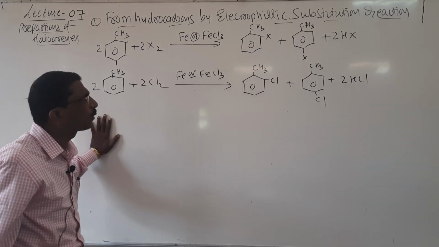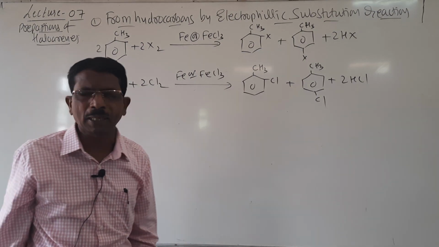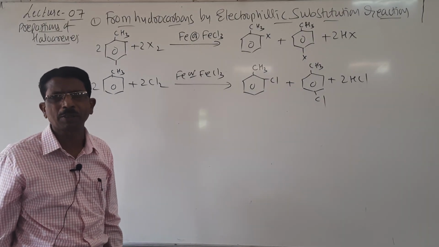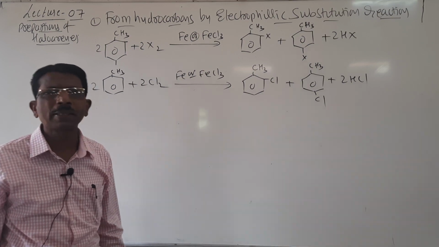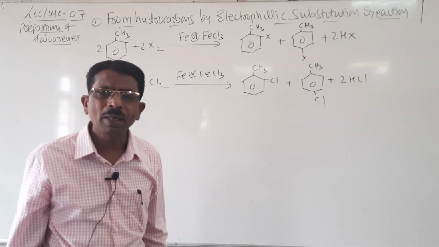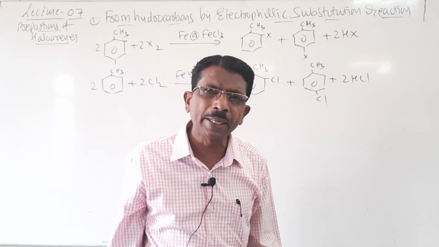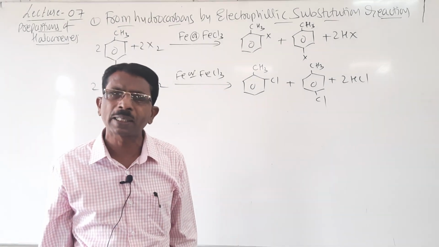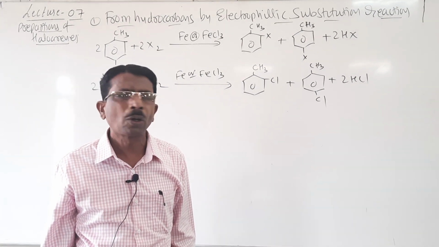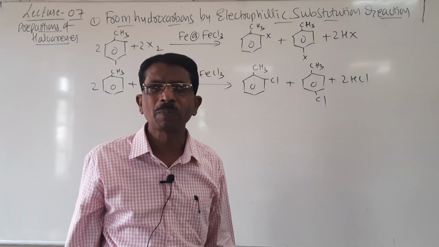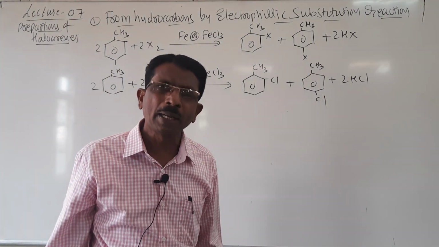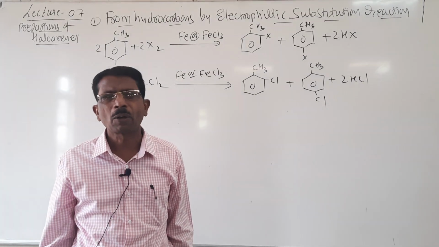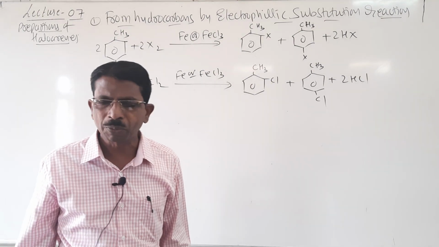Then after this there is another important method by using amines. It is called the Sandmeyer reaction. So what is the Sandmeyer reaction? Very important one: when primary aromatic amines are treated with nitrous acid at low temperature, 273 to 278 Kelvin, it forms a diazonium salt, and when this diazonium salt is treated with cuprous bromide or cuprous chloride, it forms a haloarene.